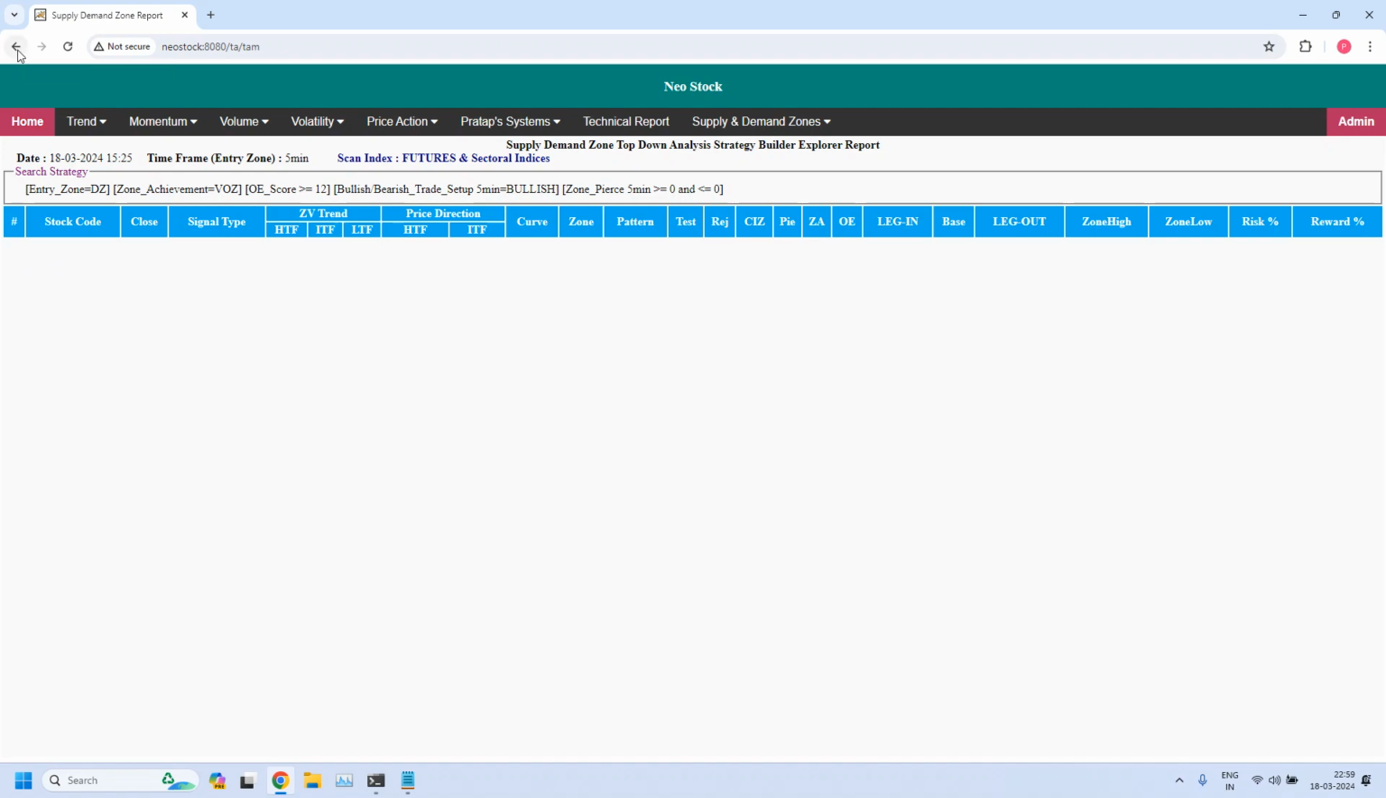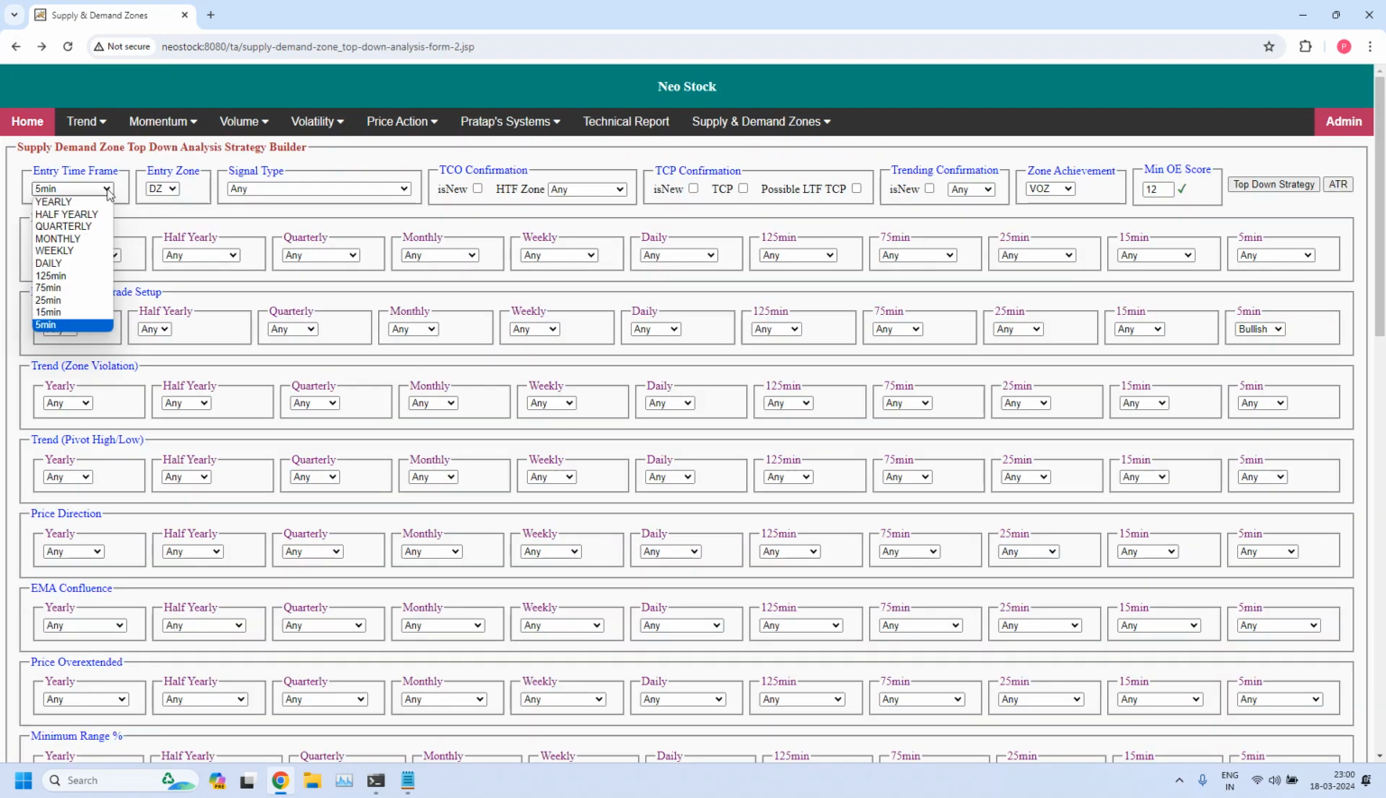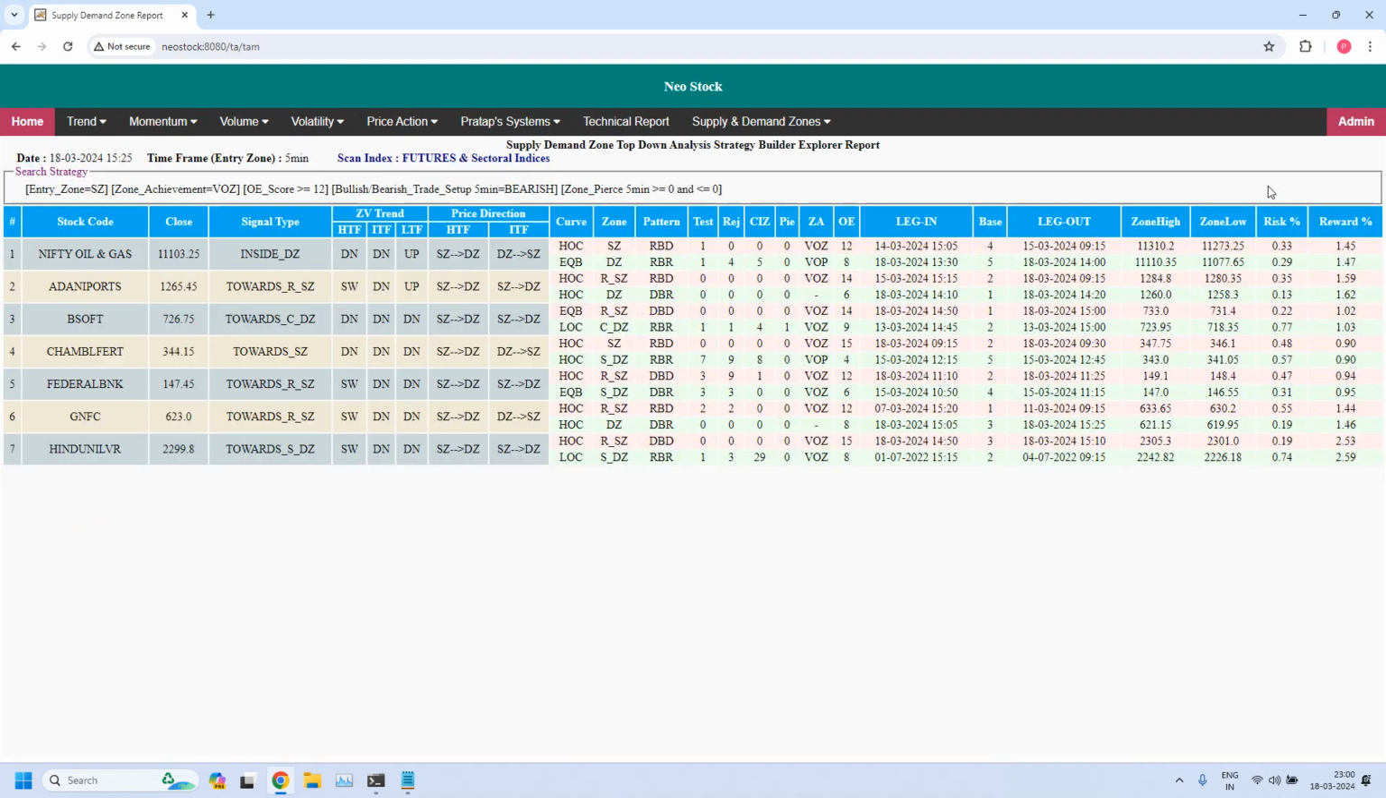Now let us check the bearish trade setup for 5 minutes entry time frame. Because it is bearish trade setup, the entry zone should be supply zone. In bullish or bearish trade setup, in 5 minutes, now I am selecting bearish. Remaining all are already selected: violated opposing zone, 12, and pierced count we already set in the previous screen. So now let me filter. Currently 7 stocks are supporting bearish trade setup for 5 minutes.